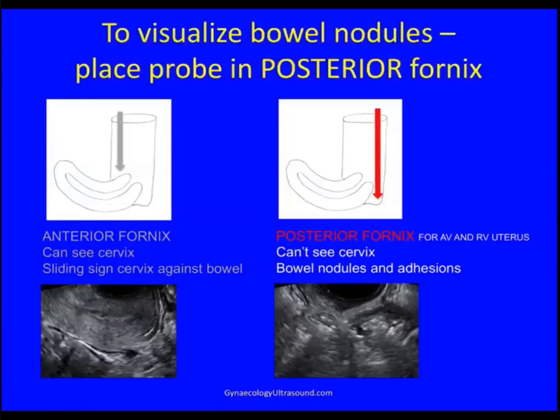The main thing to say is that to visualise bowel nodules, you need to put your probe in the posterior fornix. Most of the time, not always, but most of the time, if you have it here, you're not going to see this area very well. But if you put your probe here, you can see the bowel beautifully. And that goes for anteverted and retroverted uterus.